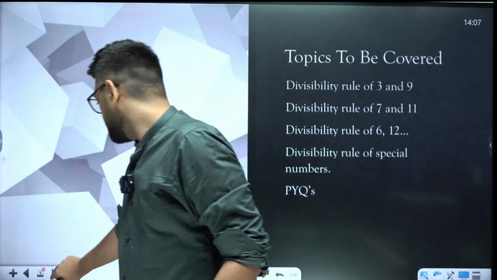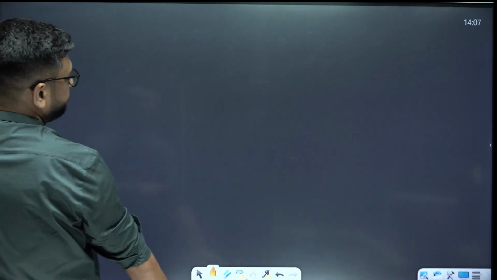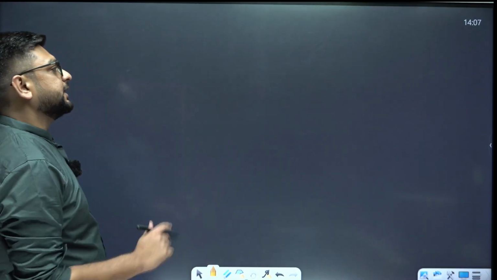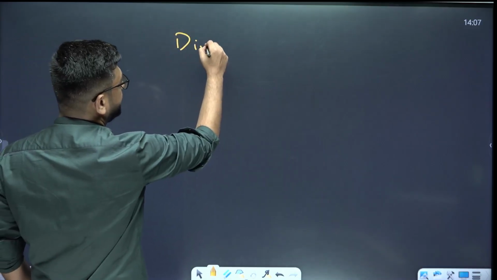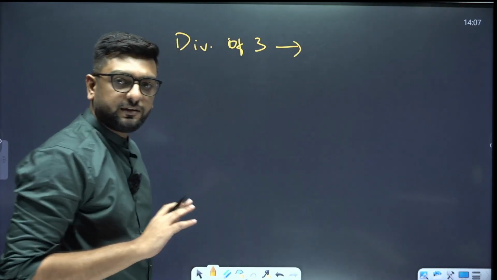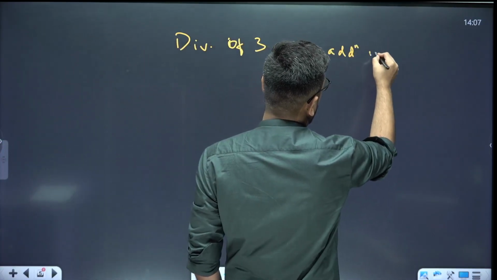So in the previous class, we have completed divisibility rule of 3. All right, divisibility rule of 3. Now I am saying for 3, divisibility rule of 3, okay, what are we seeing? We are seeing the addition of numbers.